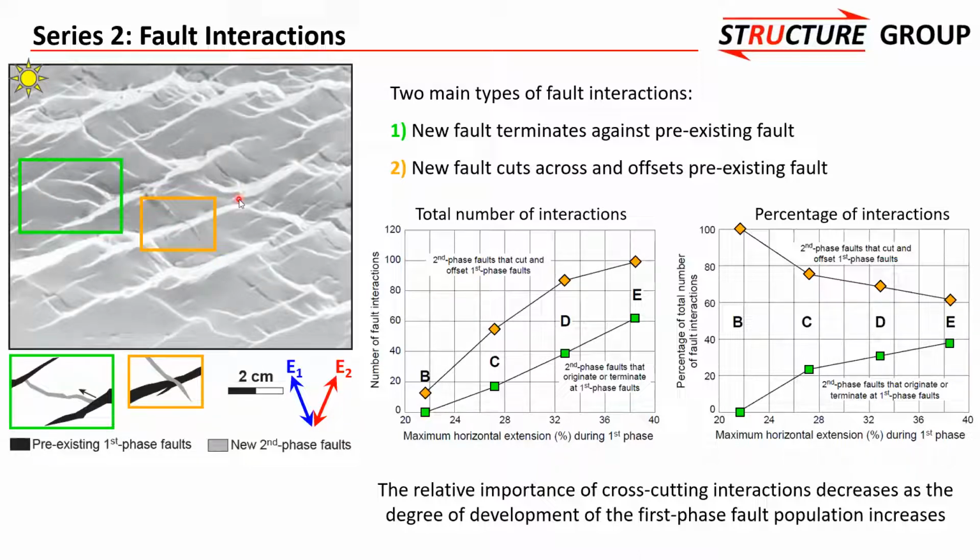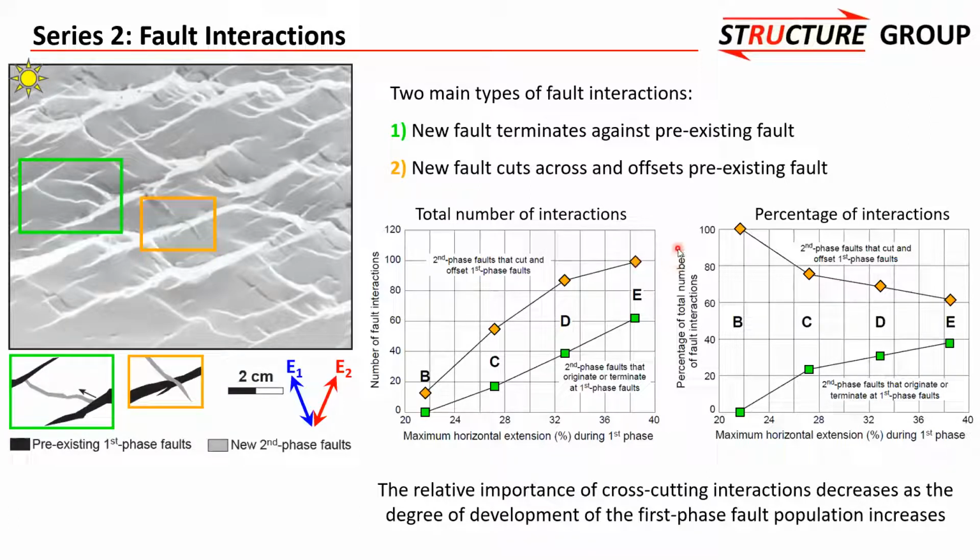So in this series of models, what I thought was very interesting was the proportion of new faults terminating versus new faults cutting. What you can see is that, as you increase the first phase extension, you end up with a total number of interactions increasing throughout, which makes sense. There are more faults that you've created during the first phase, so there's more of a chance for a fault interaction.